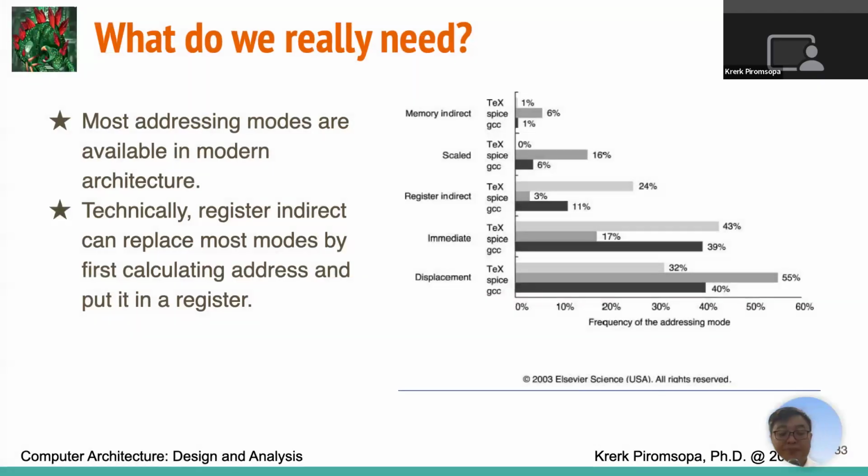Okay? And statistically, maybe we need just 3. But people say, oh, having displacement would be faster. Okay, let's put displacement in, because people like it. People use it a lot. So maybe we have displacement, immediate, register indirect, and register direct. Done, 4 modes. That's more than enough.